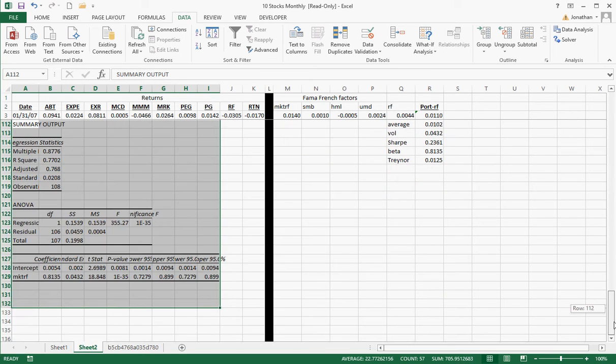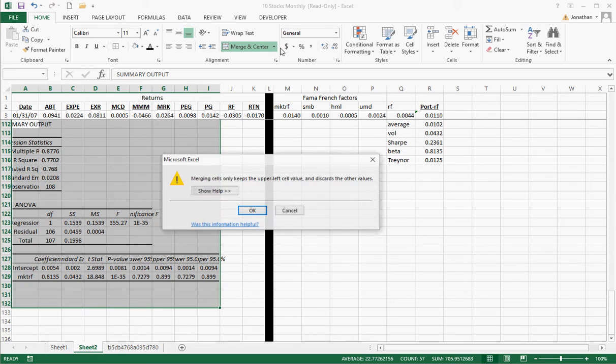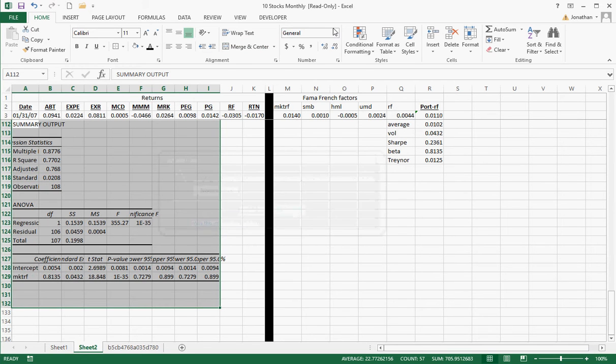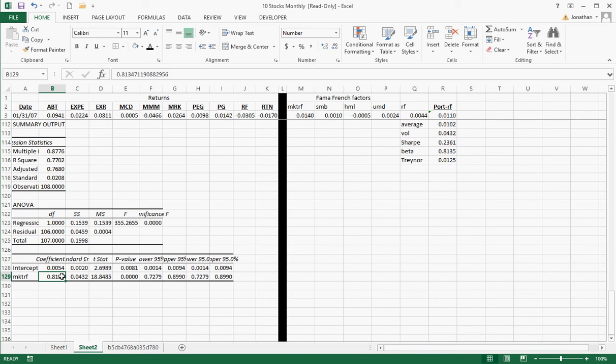Let me slide this down so you can see it. I want to format this. I'll go to the number format and go to 4 decimals. Note the beta. This coefficient on the market is the beta. It's the same one as that 0.8135. This is Jensen's alpha right here.